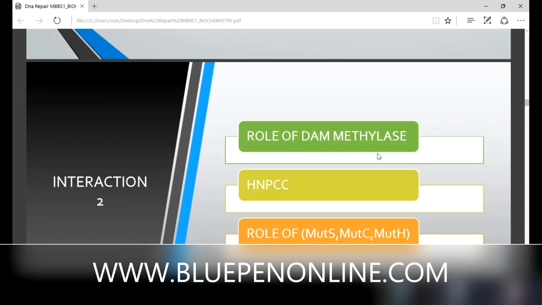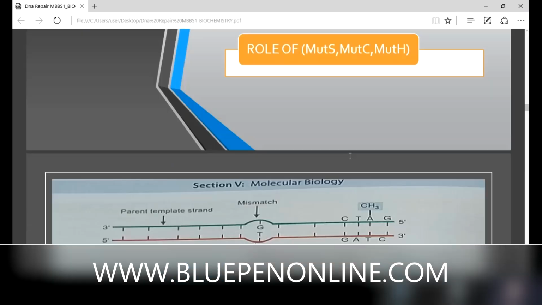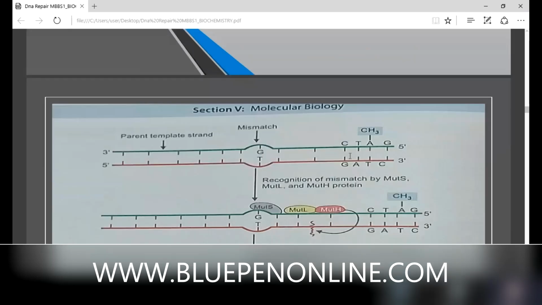What was the purpose, the reason for this methylation? We have to differentiate the parent strand and the newly synthesized strand. Only then can we find out the error. Error is present in which strand? In the newly synthesized strand. You can see this, the error is present in the newly synthesized strand.